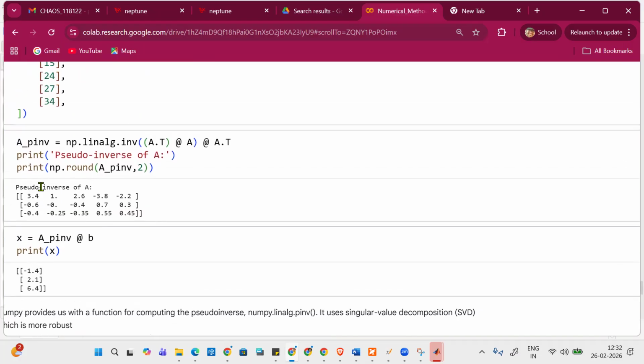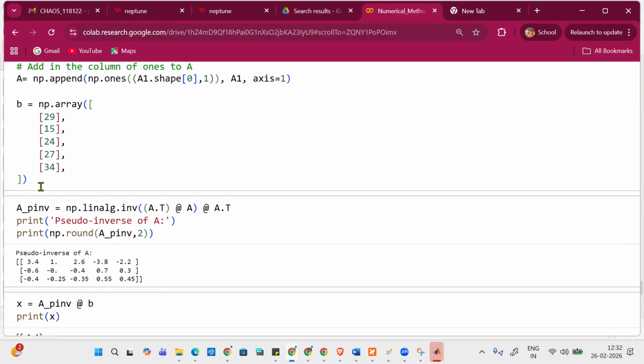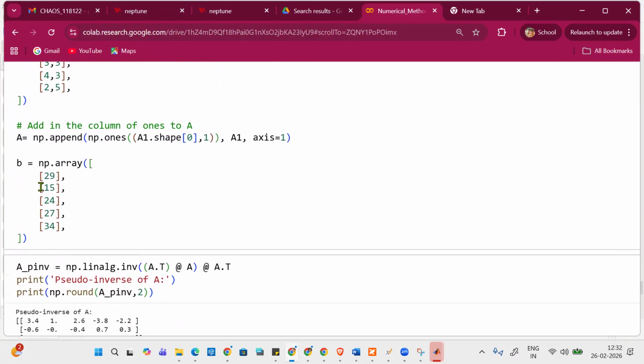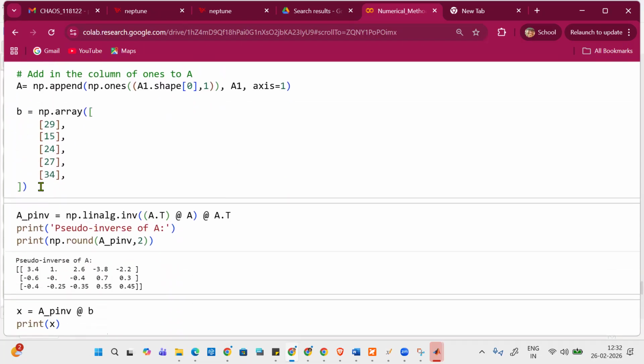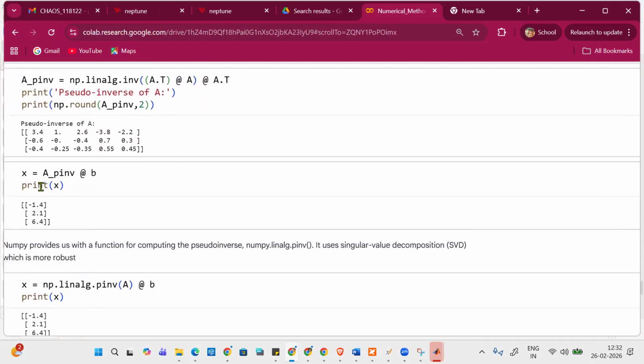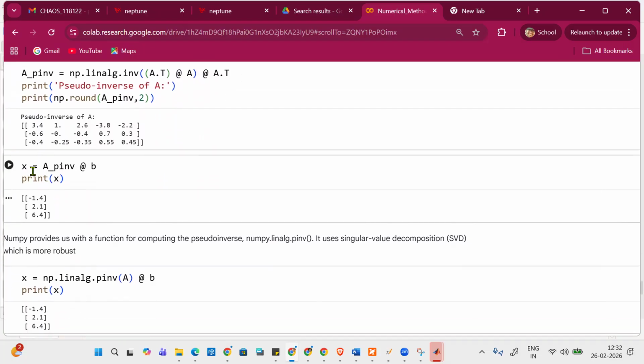What I suggest you guys, I have submitted this code to you. Try to put the values you have in your problem into this code and get the pseudo inverse. Then what I am doing here now, I am multiplying with y. Y is nothing but b here. So you are getting x, three values.